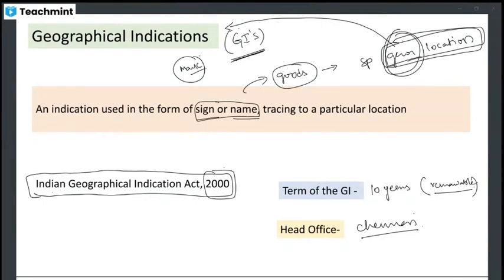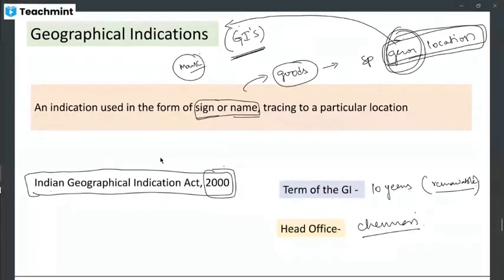Does anyone have any idea? So the first GI tag was given to which product? The first GI tag was given to Darjeeling tea. Okay, it was given to Darjeeling tea, right? So the first GI tag was given to Darjeeling tea.